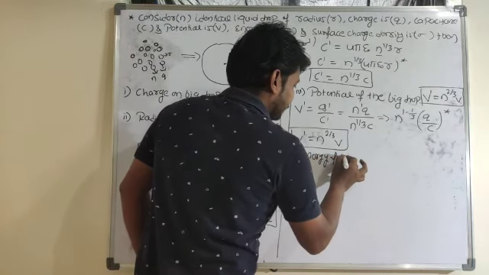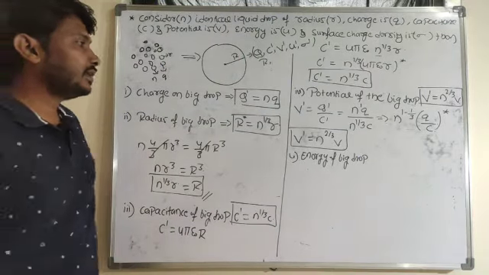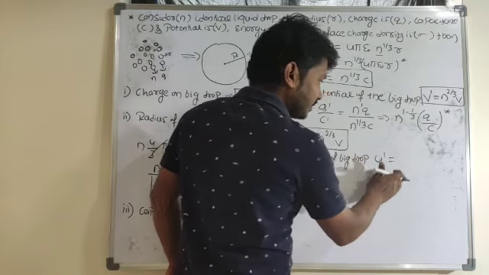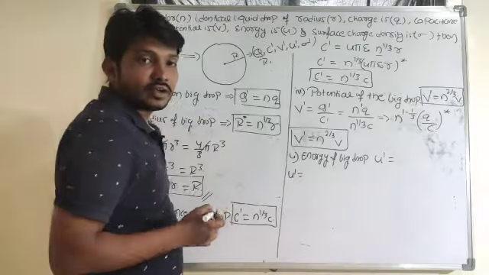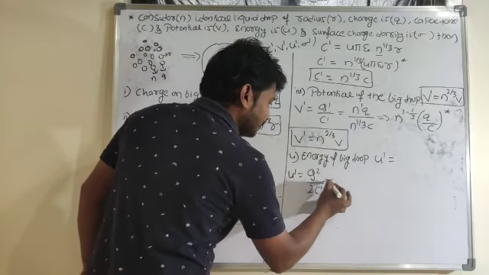Energy of the big drop is nothing but U dash. So let me find out that. Energy stored in the case of a capacitor is Q square divided by 2 times C dash here.